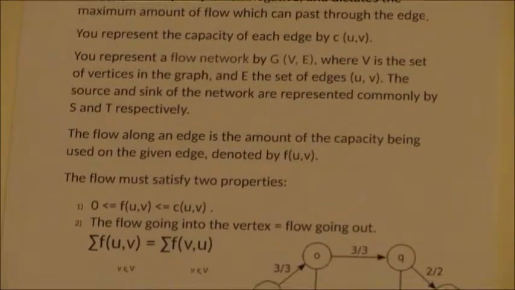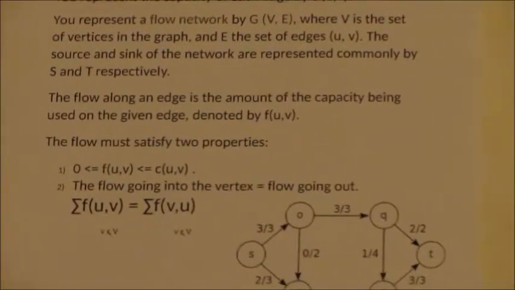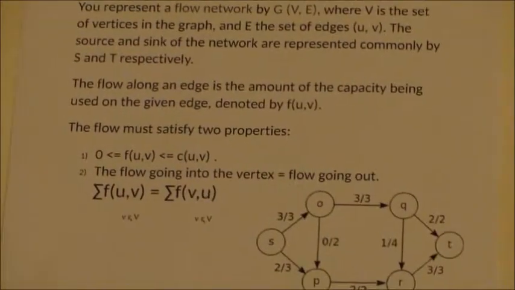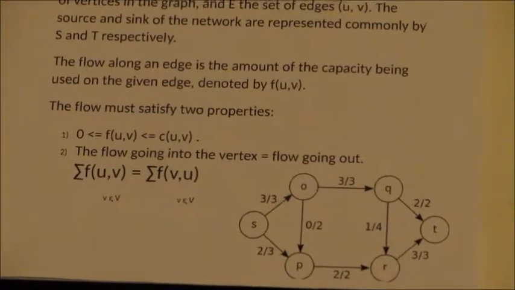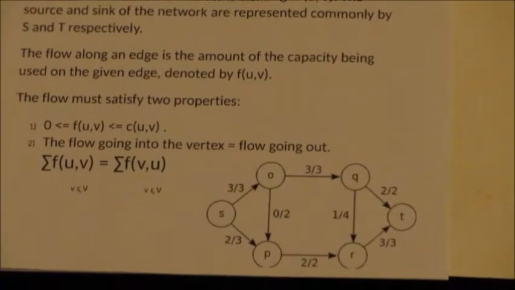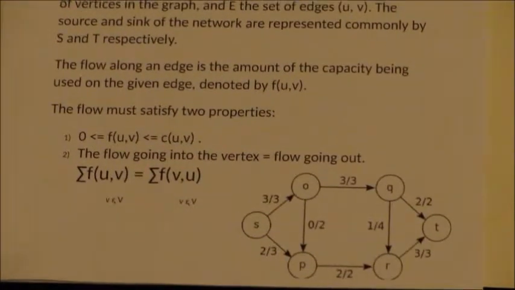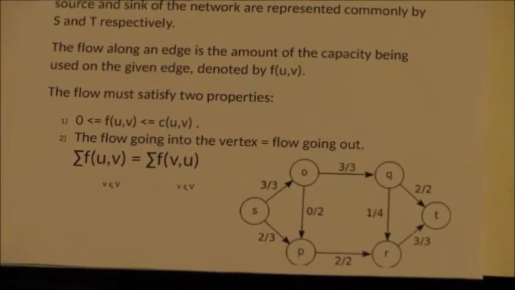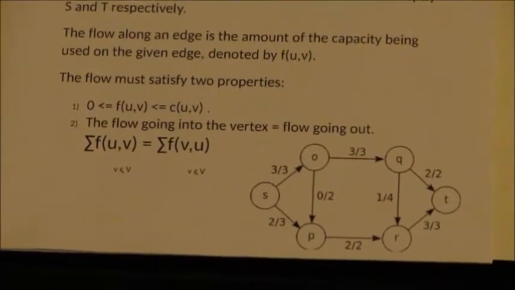The flow along an edge is the amount of the capacity being used on the given edge, denoted by f(u,v). There's certain properties that the flow must satisfy, and that is that the flow through a certain edge can never exceed the capacity, which sort of makes sense. You can't send 6 things through an edge that can only hold 5. And then the flow going into a vertex must equal the flow going out.